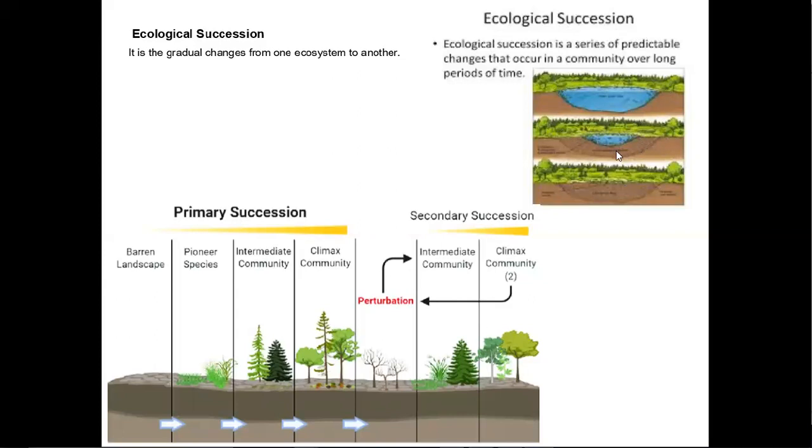If some people dump waste, or due to some external activities some waste matter is dumped inside this pond, the pond becomes converted into a barren land, and then the land is converted into a terrestrial ecosystem. This type of change is not a sudden change, it is a gradual change. This type of gradual change is known as ecological succession. Ecological succession is a series of predictable changes that occur in a community over long periods of time, and it is a gradual change.